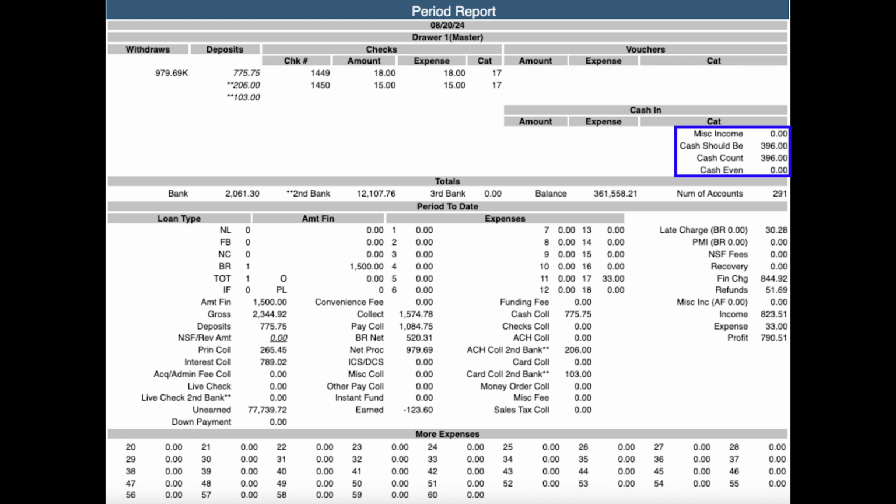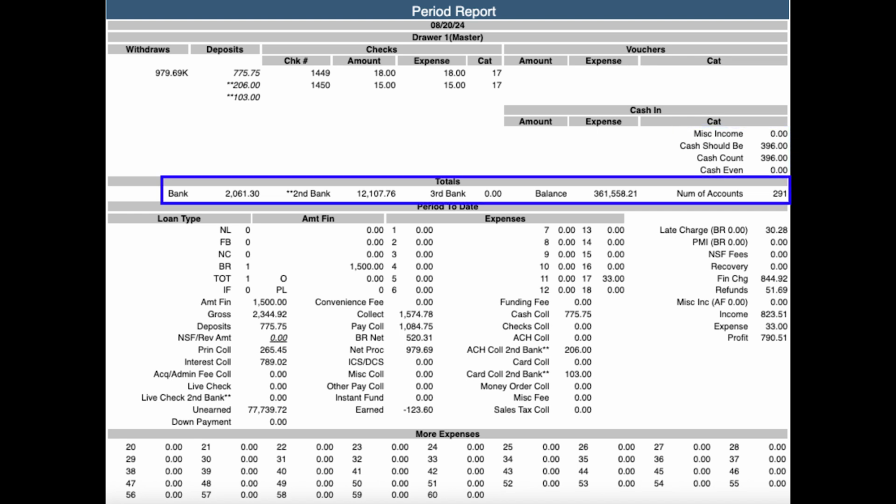Misc income. Miscellaneous income is used for cash coming into the office from miscellaneous income sources. This figure increases the cash should be for that accounting period. Cash should be: the figure calculated by the software shows what your cash count should be in your cash drawer. Cash counts: your physical cash count is tabulated at close by the employee for the drawer. Cash even, over, or short is the amount when cash is counted by the employee, and that amount is entered into the software. The title will change on the report to say one of the following: even, over, or short, depending on the amount entered.